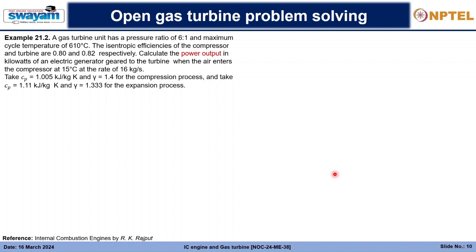expansion process. So in the compression process, we have to consider only the air, so that's different from the expansion process, where we have to consider both air and fuel as a mixture, that is the gas. So let's take a minute to understand this question, and after that we will see how to solve this question.